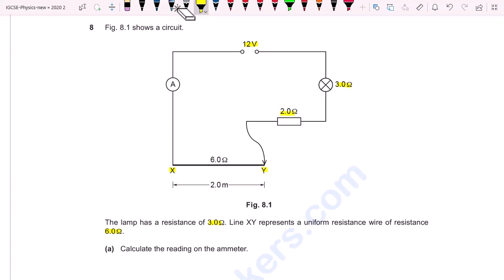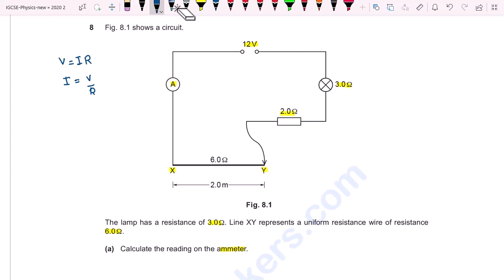A represents the ammeter, and the ammeter is the device that is used to measure the current. Part A. Calculate the reading on the ammeter. We have to calculate the current passing through the circuit. We know that there are a lot of resistances in this circuit, and if we apply Ohm's law, V is equal to IR. V is given, that is 12 volt, and we have to find out the current. I will be equal to V over R.